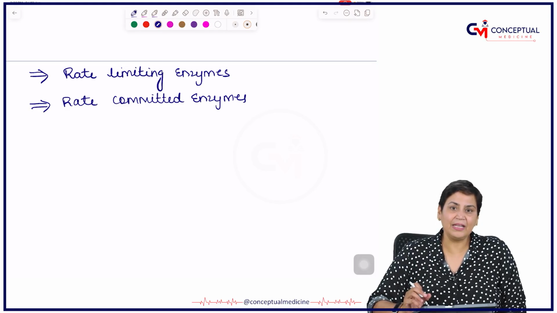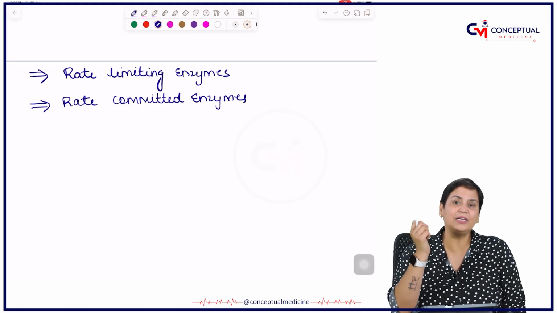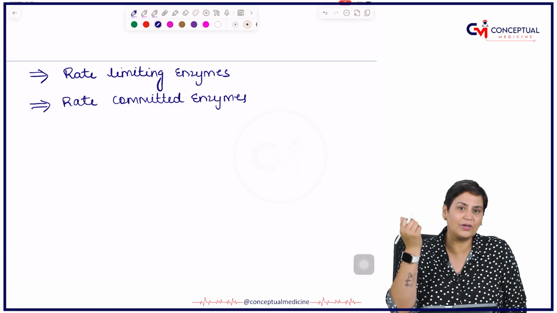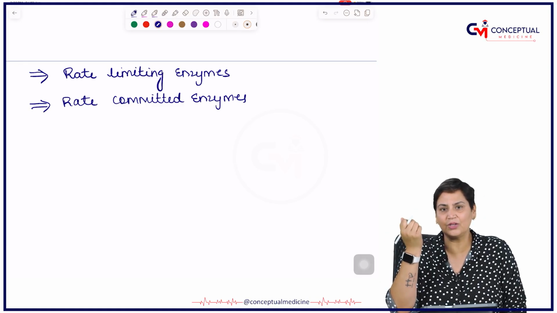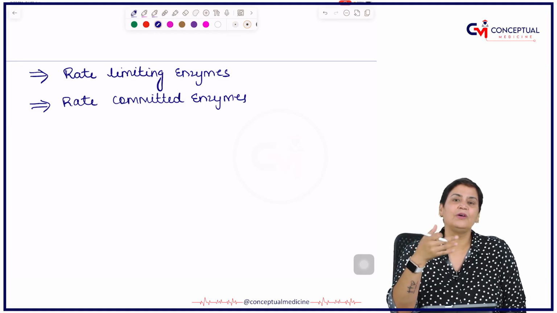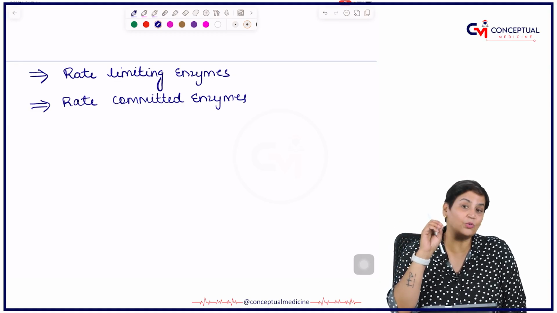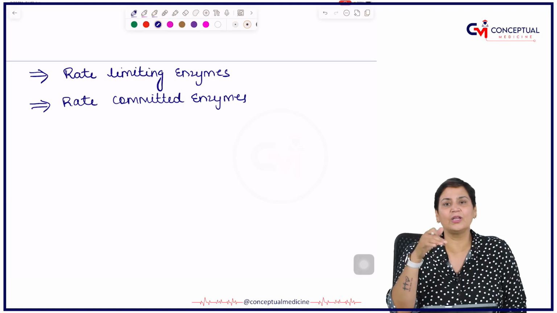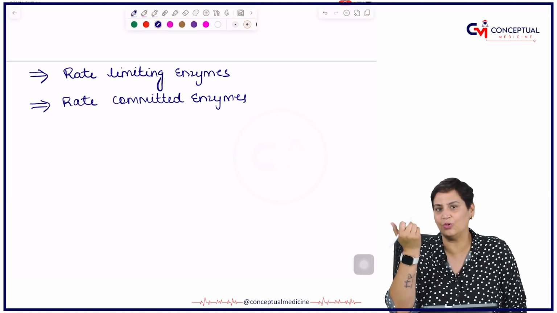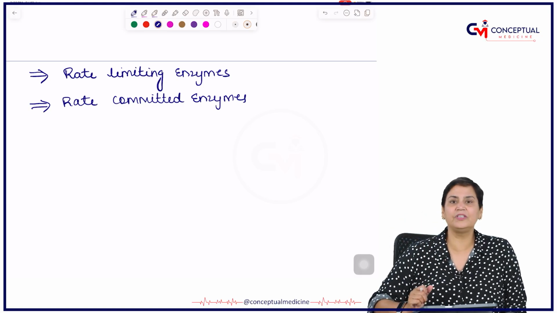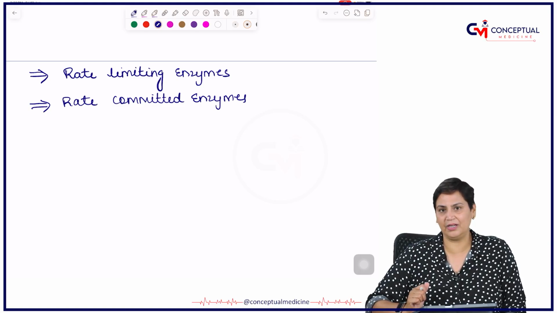Rate limiting means it is limited to certain other things. Once you complete your graduation or your MBBS, you might opt for some other course. That means you are not only committed to go for NEET PG, you can go for hospital administration and so on. So this is just an example to differentiate between rate limiting and rate committed enzymes.